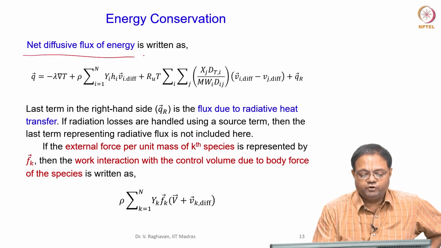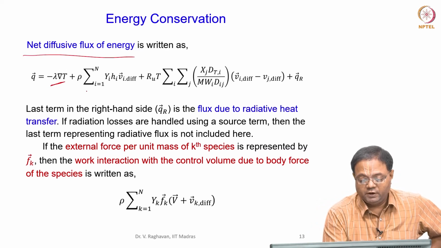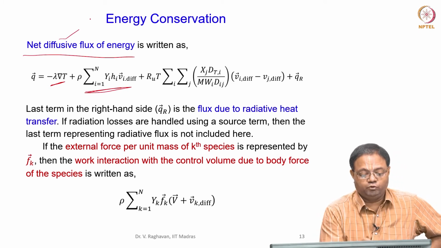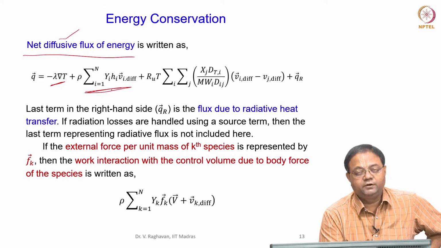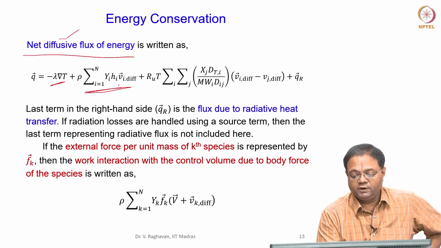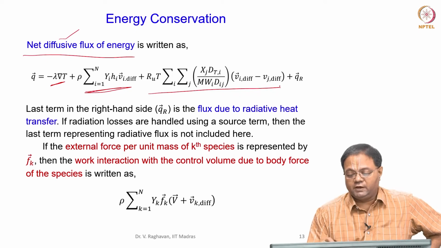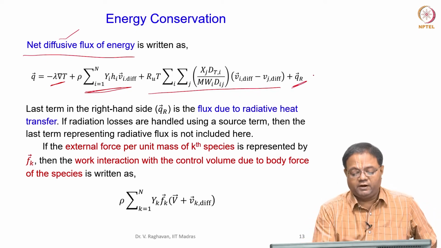Here only the diffusion is taken into account, the thermal diffusion. Please understand that I am adding up the diffusive fluxes. Heat conduction is also a diffusion process, then the diffusion of enthalpy of each species summed up, that is one. Then the Dufour effect, which is the reverse of the Soret effect. Plus you can also add the flux due to radiative heat transfer.